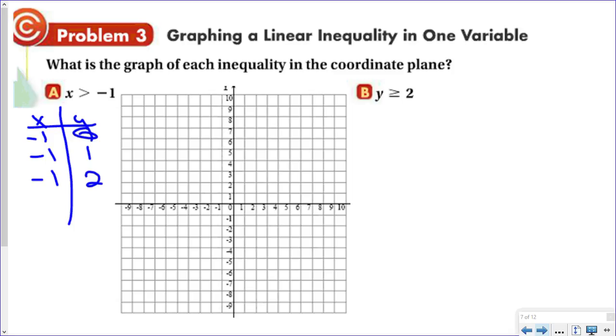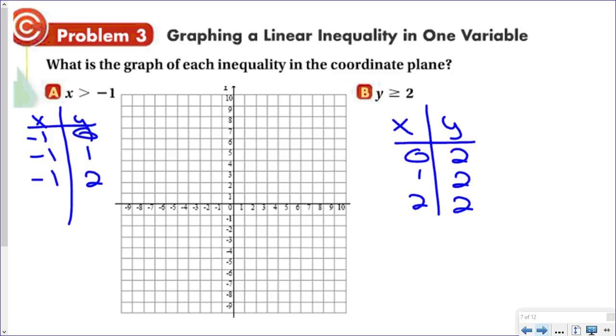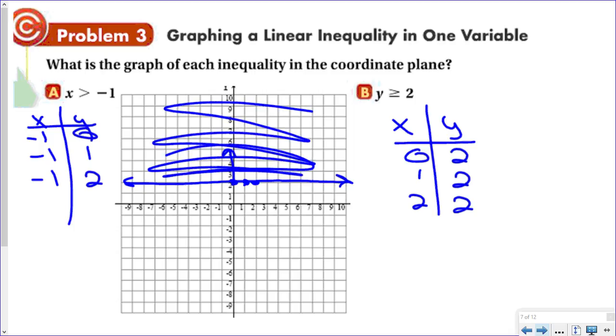Okay, so we only have one letter, so this is again a table. In place of every y, you put 2 because it is y is greater than or equal to 2. Good numbers are 0, 1, 2. Plot the points left and right, up 2. To the right 1, up 2. To the right 2, up 2. So this one is a solid line, and you're either going to shade above it or below it depending on how it reads. It says y is greater than 2, so greater than means goes up, and there is my graph.